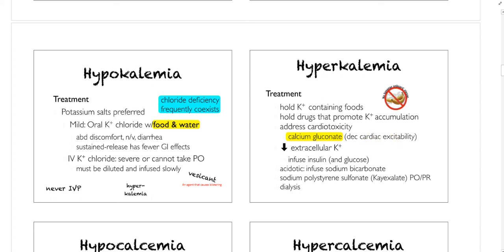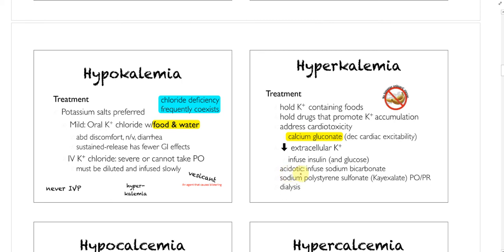We also want to help take care of the extracellular potassium while the body takes care of itself, by infusing insulin and glucose, because we're giving some insulin to shuttle that potassium into the cells.